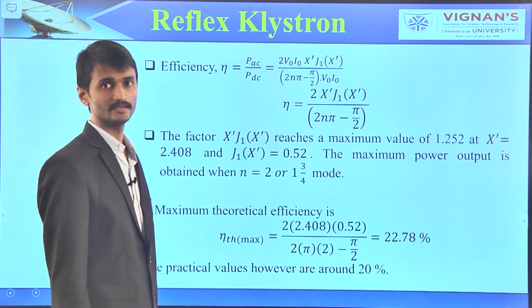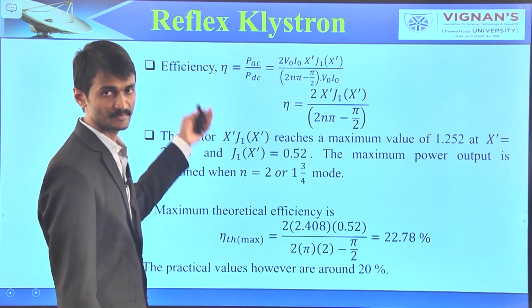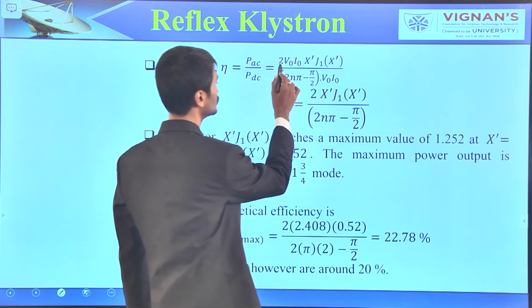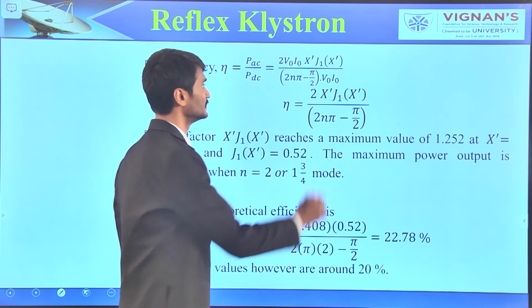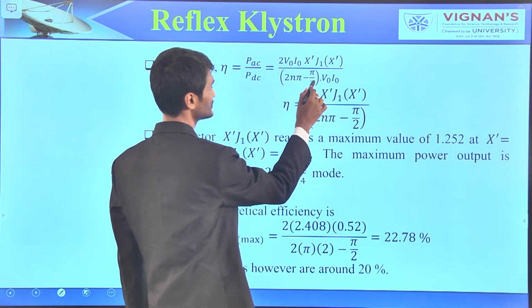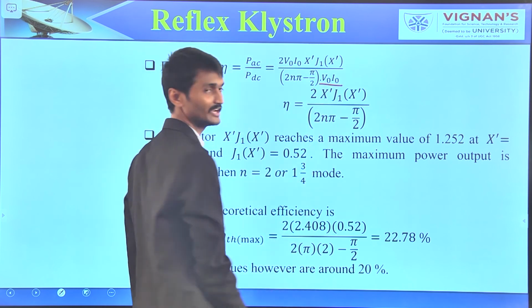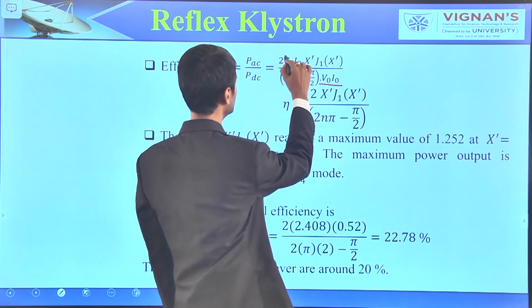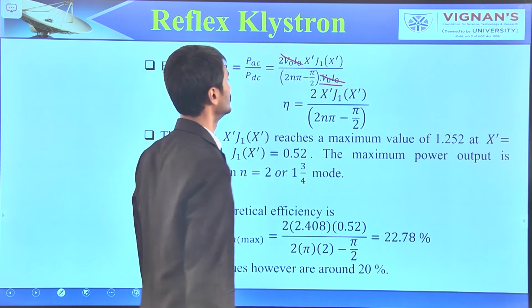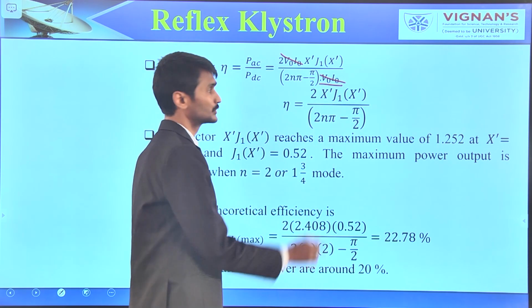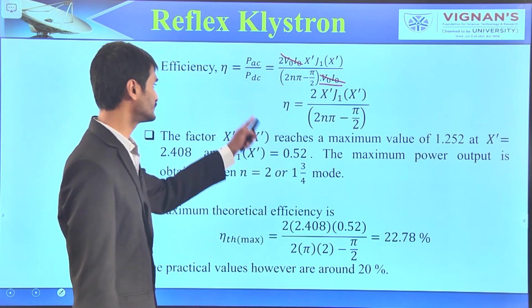Now the efficiency. We know the efficiency expression is PAC by PDC, which equals 2 V naught I naught x prime J1 x prime by 2n pi minus pi by 2, divided by PDC. PDC equals V naught into I naught. So now cancel the terms. Then 2 into x prime J1 x prime by 2n pi minus pi by 2 is the efficiency here.